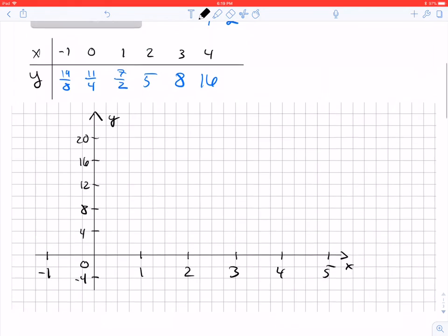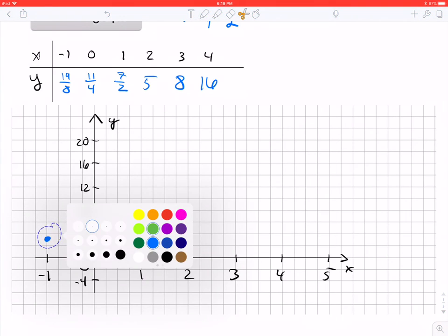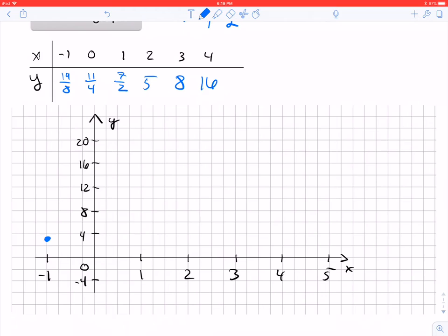Okay. So then if we were to graph these, well, x is negative 1. 19 over 8, that's 2 and 3/8. So then 2 and 3/8, negative 1 is about here. Okay, when x is 0, 11 over 4, that's 2 and 3/4. So we're about here.